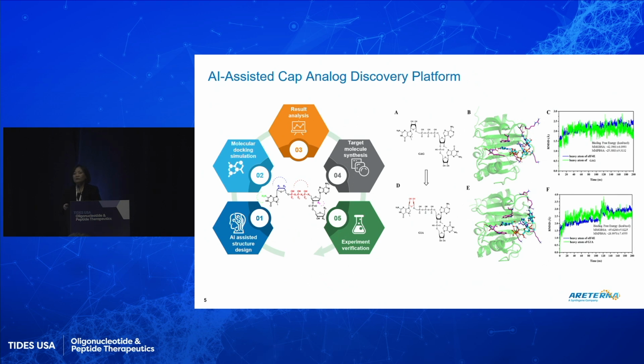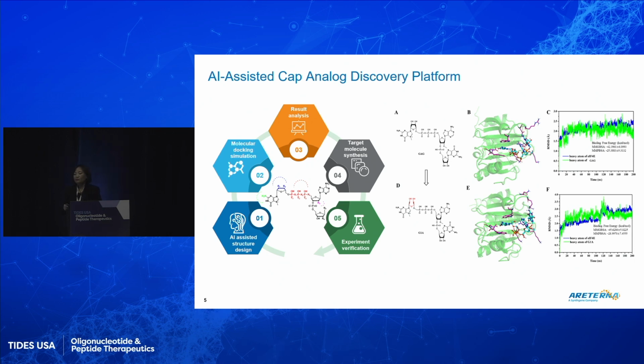How do we come up with these novel cap analogs? We have an AI-assisted cap analog discovery platform. Starting from in silico design, AI helps us come up with all different kinds of structures, and then we fit those structures with EIF4E, the initiation factor, to see which one gives you the tightest binding. That's molecular docking simulation. And then we have a list of candidates.